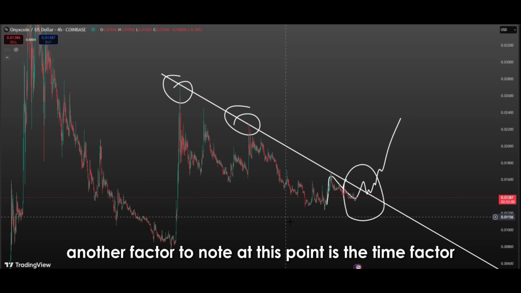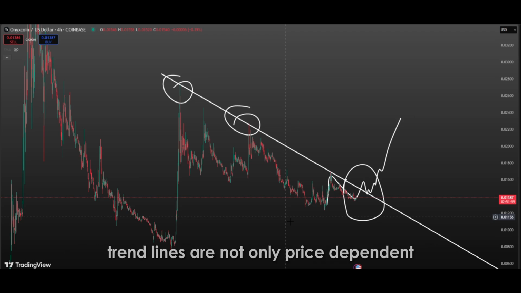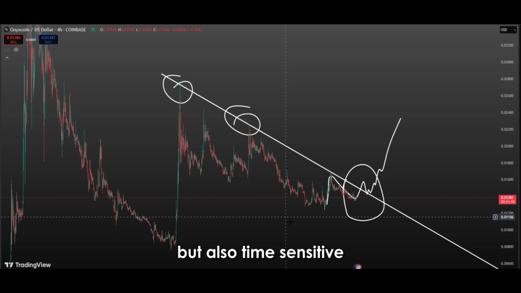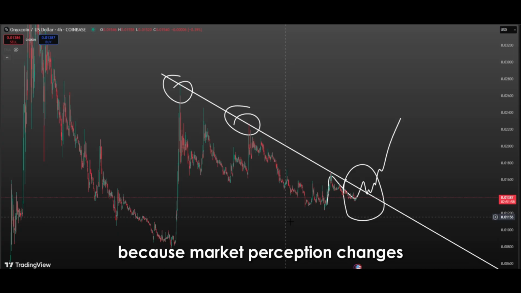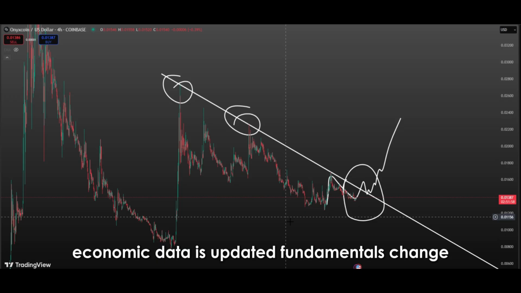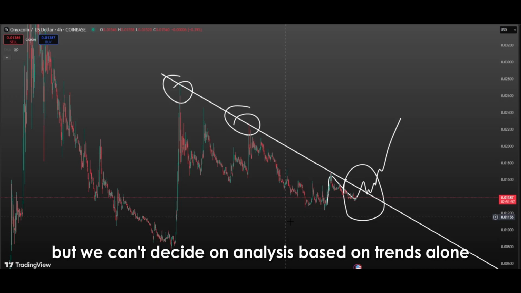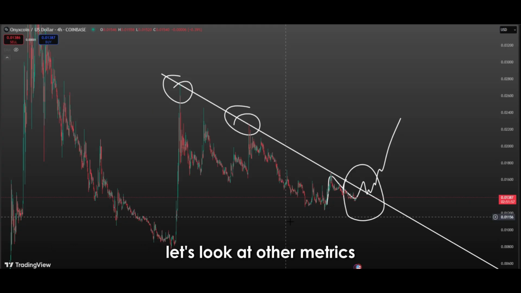Another factor to note at this point is the time factor. Trend lines are not only price dependent but also time sensitive. Some trend lines weaken over time because market perception changes, economic data is updated, fundamentals change. But we can't decide on analysis based on trends alone. Let's look at other metrics.